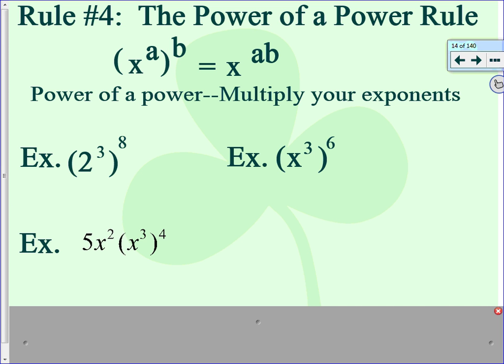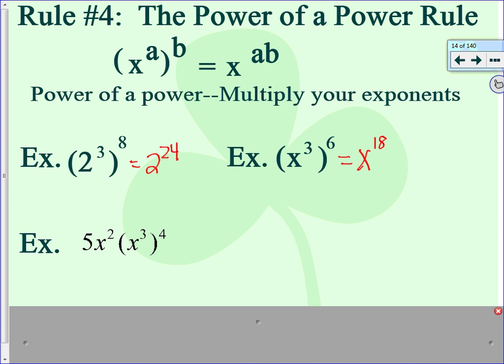All right, so DJ, how about this first one? That would be 2 to the 24th power. Good job. And clearly we don't want to calculate that. It would be scientific notation. It would be all these digits. 2 to the 24th is the best way to represent that. Maggie, how about x cubed quantity to the 6th power? X to the 18. Good.